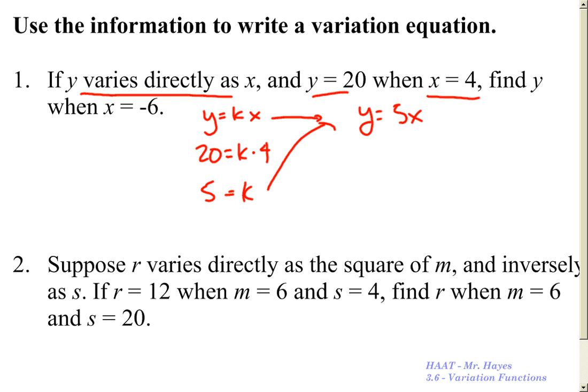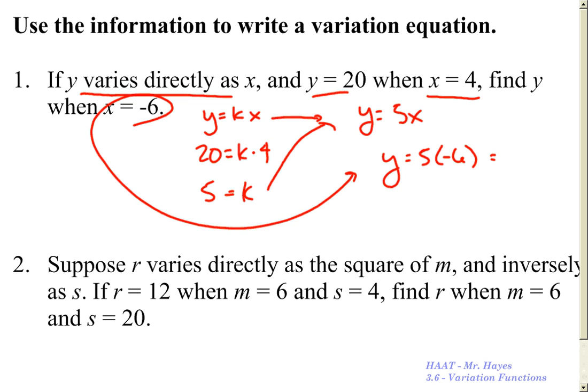In this case, y is going to equal 5 times negative 6, so that's going to equal negative 30. It's almost like ratio and proportion problems, but not exactly.